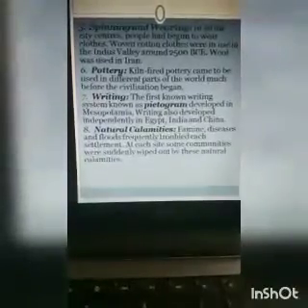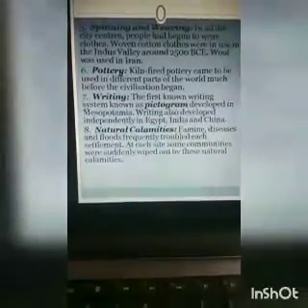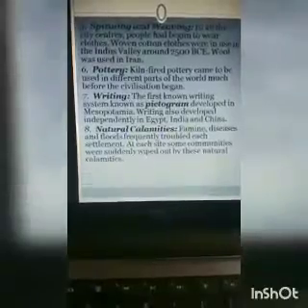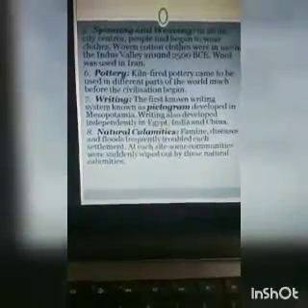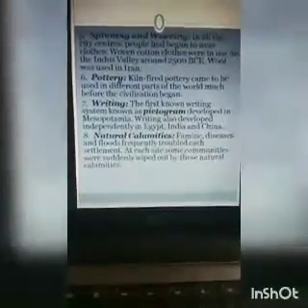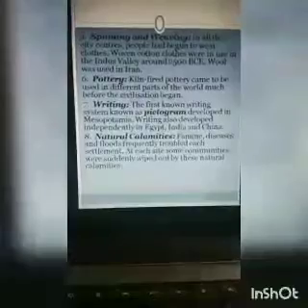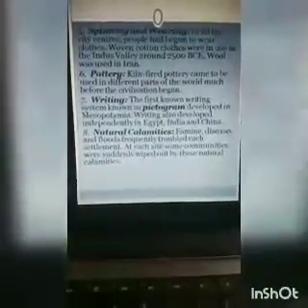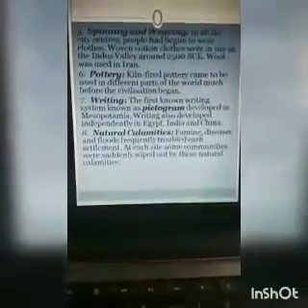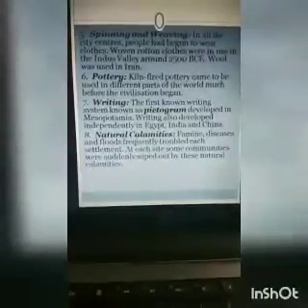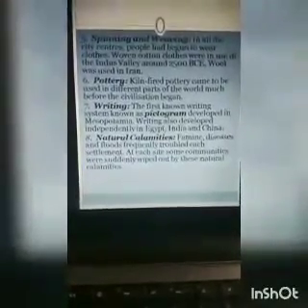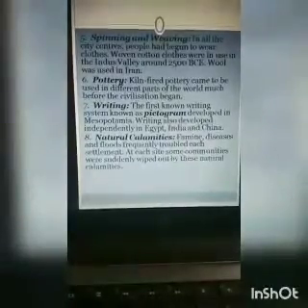Seventh, that is writing. The first known writing system, known as pictogram, developed in Mesopotamia. Writing also developed independently in Egypt, India and China. The next one is natural calamities. Famines, diseases and floods frequently troubled each settlement. At each site, some communities were suddenly wiped out by these natural calamities.